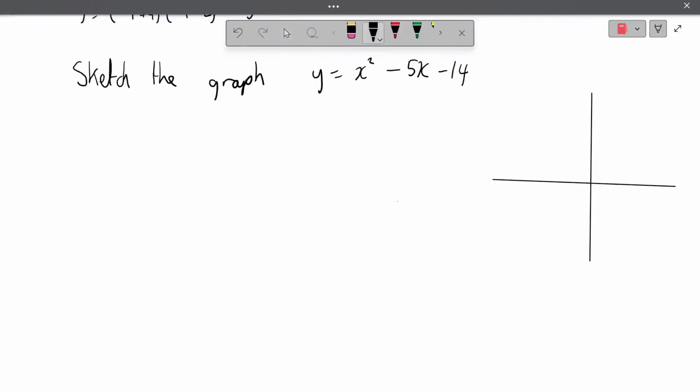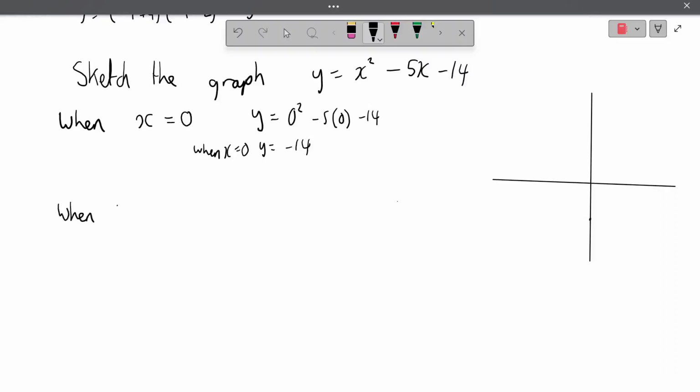So let's have a little look at this next one. So this is sketch the graph y equals x squared minus 5x minus 14. So before we do any curves, we need to actually work out roughly where it will cross the axes. So when x equals 0, y equals 0 squared minus 5 lots of 0 minus 14. So y equals minus 14 when x is 0. So that's somewhere down beneath the axis.